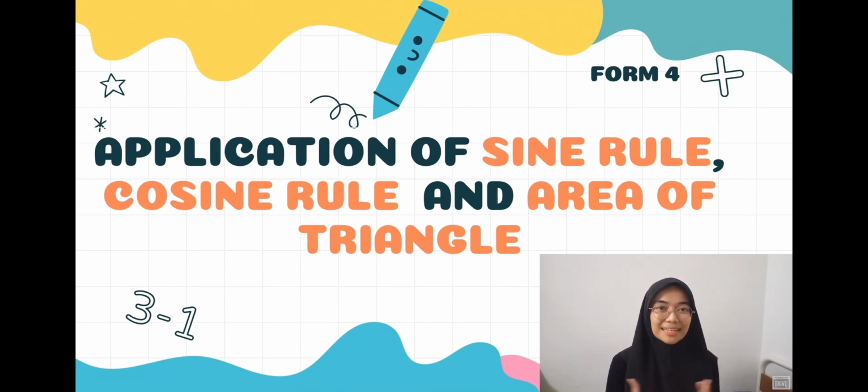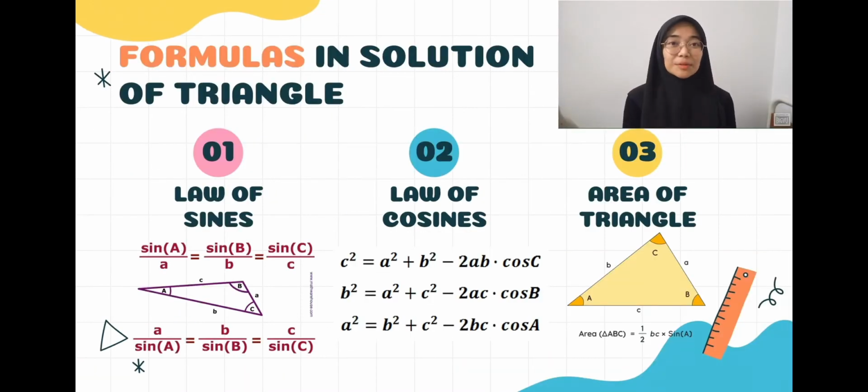But before we start, let's do a quick recap about all the formulas involved in this topic, which are sine rule, cosine rule, as well as the area of a triangle. Firstly, sine rule, also known as the law of sines. Its formula is sine A over a equal to sine B over b equal to sine C over c, or you may turn the whole thing over and write it as a over sine A equal to b over sine B equal to c over sine C.